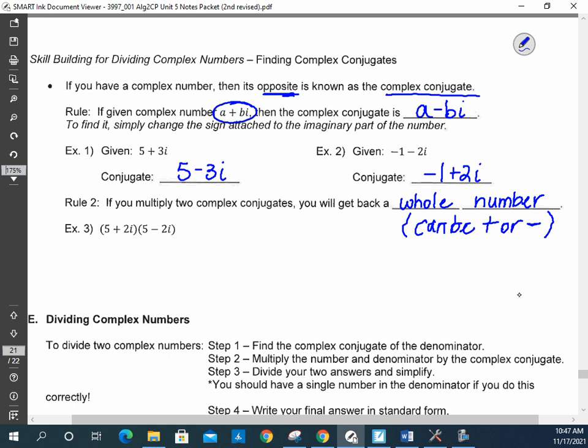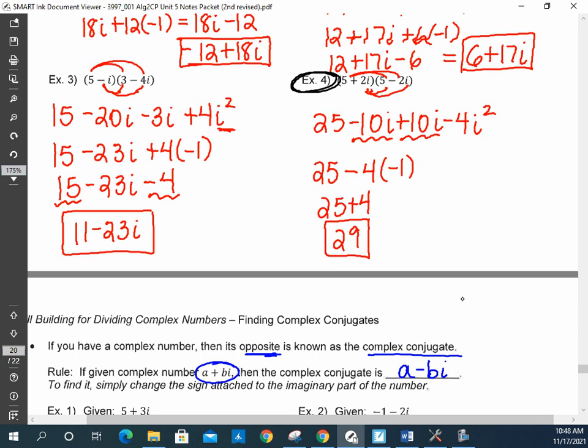So example 3, you have 5 plus 2i and 5 minus 2i. So you have a given complex number and you have its conjugate. Remember, the conjugate is its opposite. So if this problem looks familiar, we solved it in example 4.